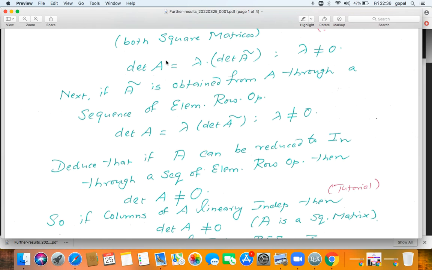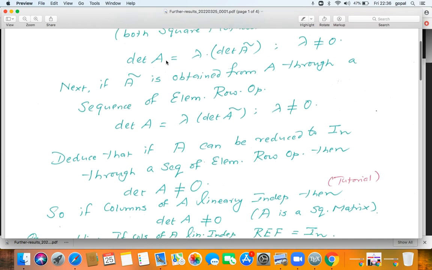Also, if the columns of a matrix are linearly independent, then you can reduce the matrix to the identity matrix. Why? The columns are linearly independent. So the first column is not zero. There's at least one non-zero entry in the first column, which means that when I reduce it to the row echelon form, the leading entry is non-zero and all other entries below it are 0. And that entry can be made 1 because I can do a row reduced echelon form.